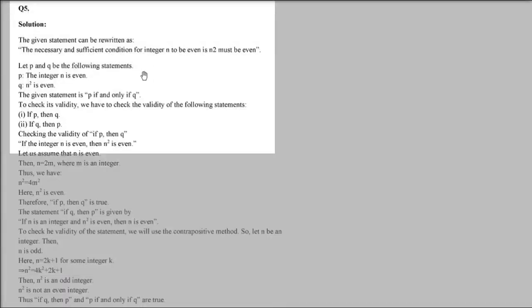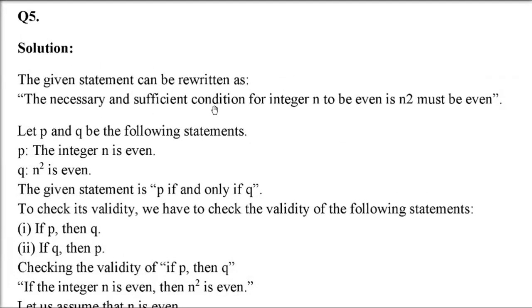This is question number 5. Show that the following statement is true. The integer n is even if and only if n square is even. This is the statement. So this is if and only if.